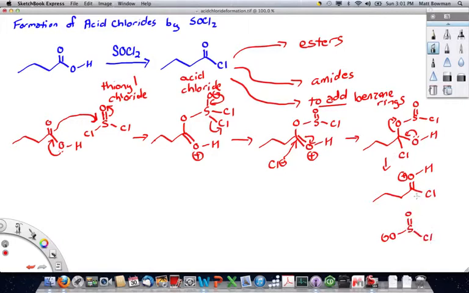You get these two species. This species here, O- comes down and kicks off a Cl-, and this gives you sulfur dioxide, which is a gas. It bubbles away, and Cl-. And the Cl- that's generated comes back, steals this proton here to give you your acid chloride, like so.